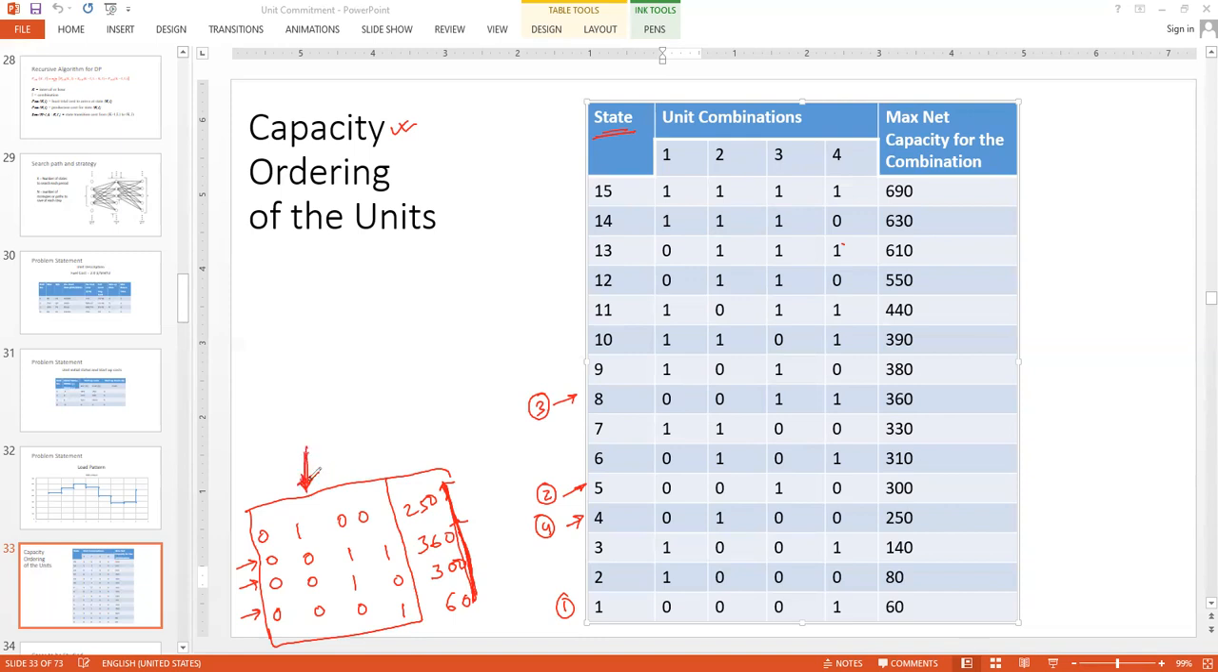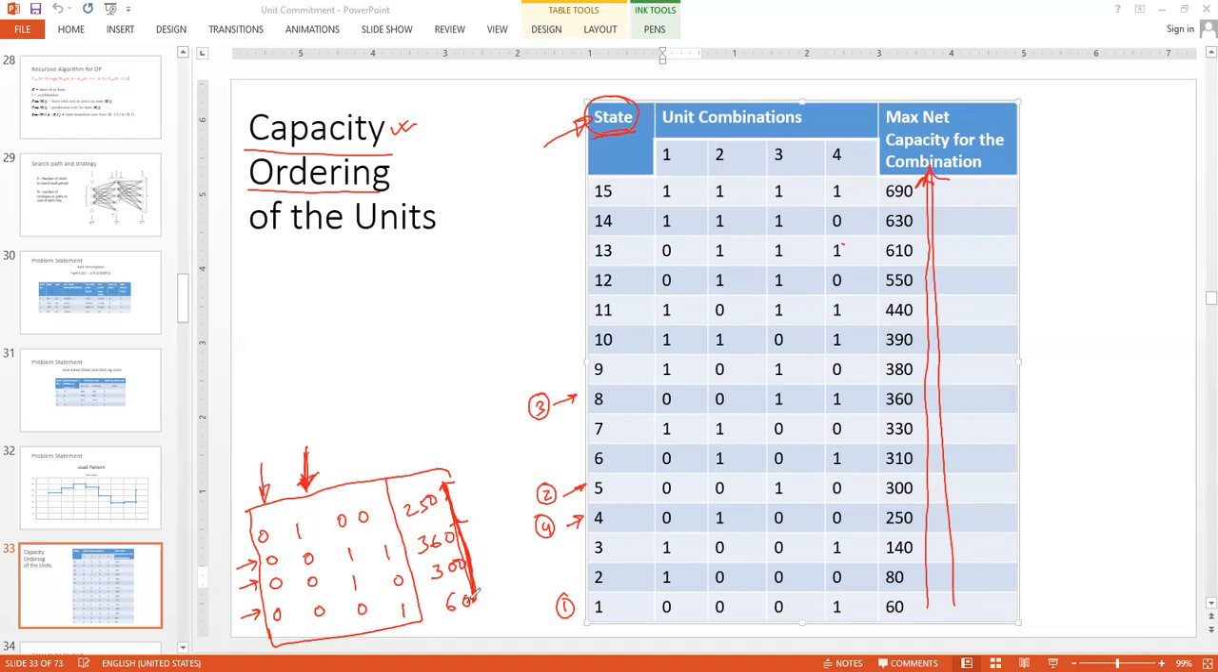We will actually rearrange the binary ordering in such a manner that the capacity is always increasing. Okay, it is always going in the ascending manner from bottom to the top. So the state number will only be assigned once we complete the capacity ordering. So when we are going through the binary ordering, we are not going to assign any states. Actually, the state numbers will only be assigned after we rearrange the unit combinations in such a manner that the capacity is increasing only, a unidirectional increase of the capacity.